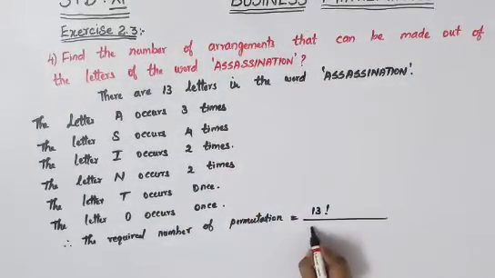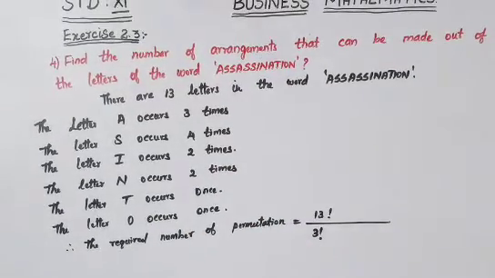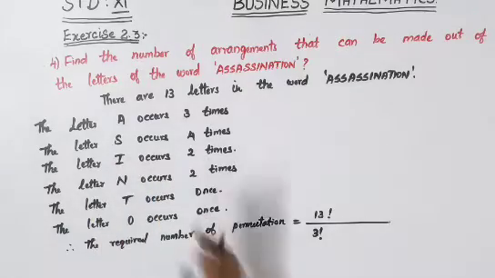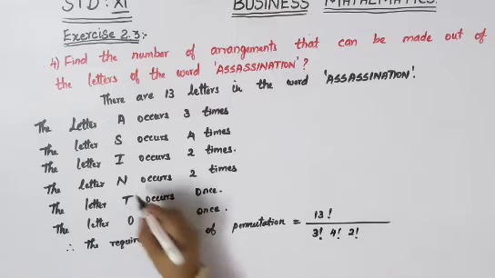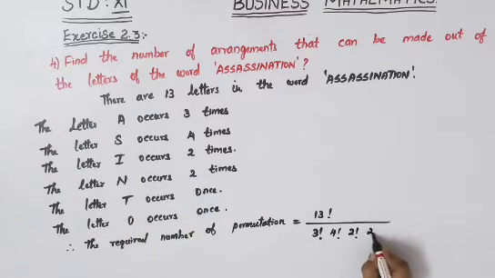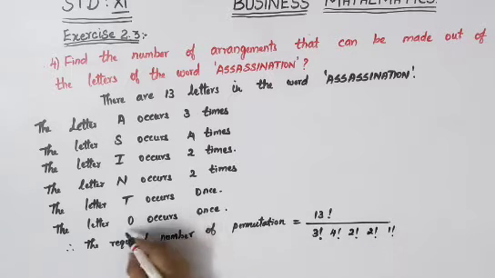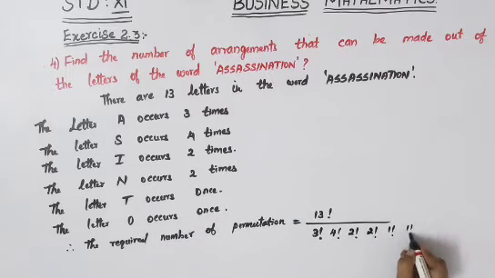A occurs 3 times, so 3 factorial. S occurs 4 times, so 4 factorial. Next is I 2 times, so 2 factorial. Next again N 2 times, so 2 factorial. Next T once, so 1 factorial. Again O once, 1 factorial.